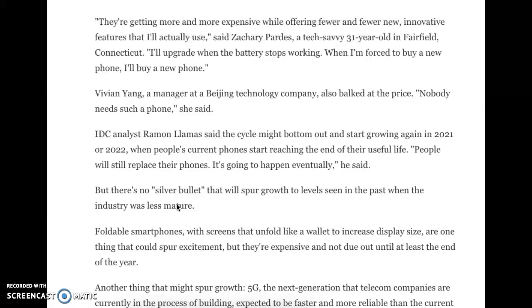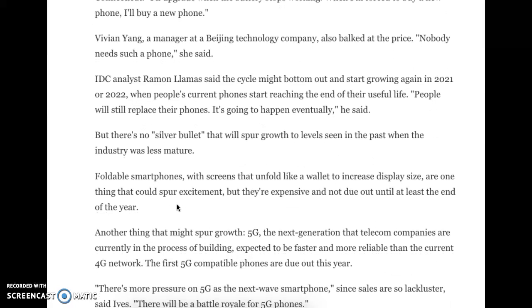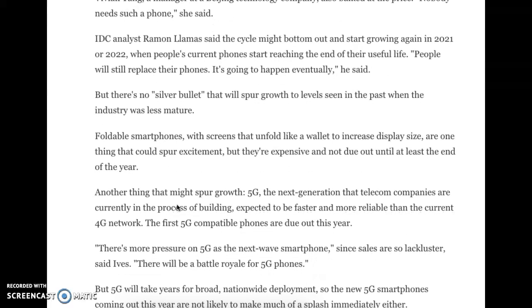But there's no silver bullet that will spur growth to levels seen in the past when the industry was less mature. Foldable smartphones with screens that unfold like a wallet to increase display size are one thing that could spur excitement, but they're expensive and not due out until at least the end of the year. Another thing that might spur growth is 5G, the next generation that telecom companies are currently in the process of building, expected to be faster and more reliable than the current 4G network. The first 5G compatible phones are due out this year.